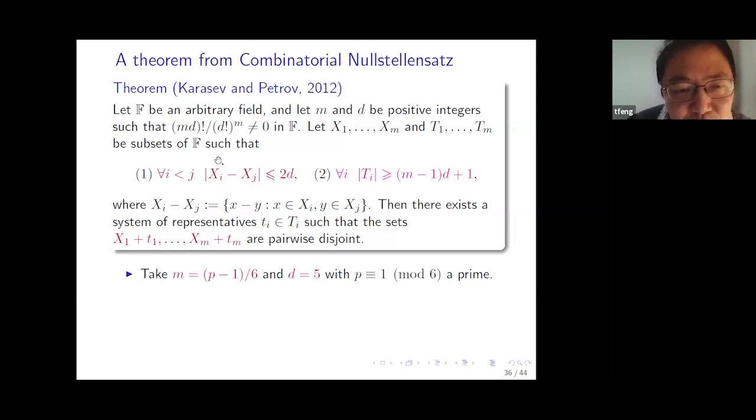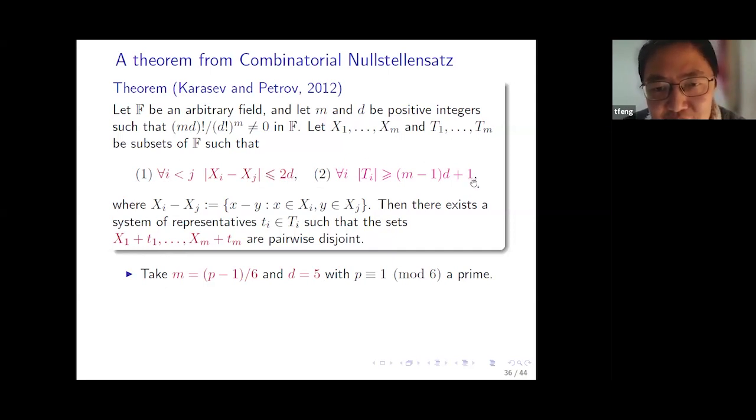And then we look at the first condition, the size of Xi minus Xj is no more than 2 times d. We can take d equal to 5, because here the size of each Xi is 3, so this number is no more than 9. Anyway, we can take d equal to 5, such that the first condition is satisfied.